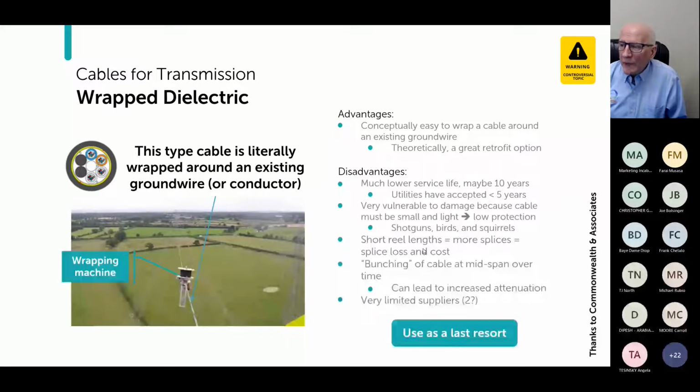Those short reel lengths also mean more splices, which means more splice loss and cost, right? Your splice points are a relatively big ticket item most of the time. There's also a tendency of the cable to bunch at midspan over time, so it tends to stretch out near the towers and kind of accumulate at the middle of the span over time. And that can lead to bending, microbends, which in turn means increased attenuation. And there are a very limited number of suppliers here for this type of cable.